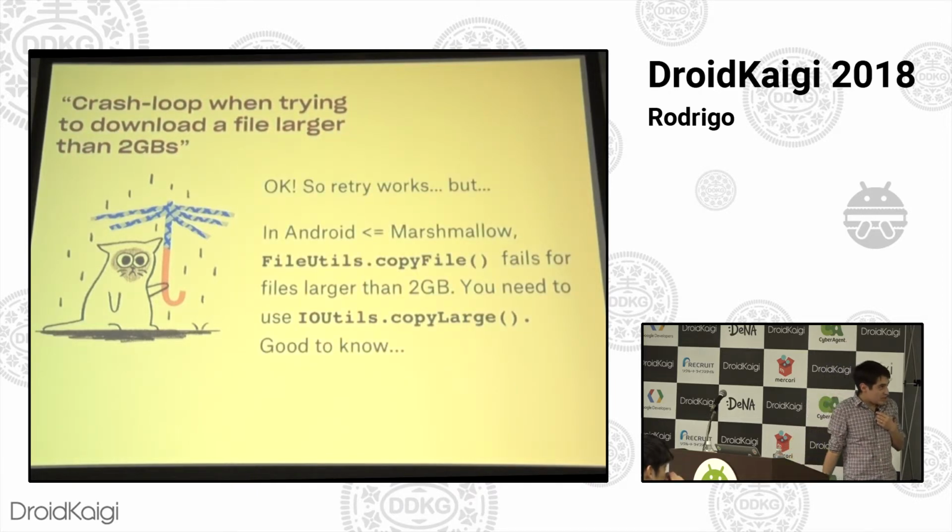So in Android, less than Marshmallow, this is the Apache IO library. Copy file fails for files larger than 2 gigs. So we would crash. So you need to use IOUtils copyLarge, just in case you ever need to copy a file that is larger than 2 gigs. Probably not, but you know.